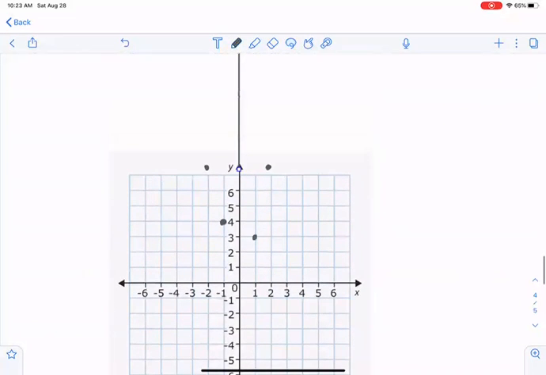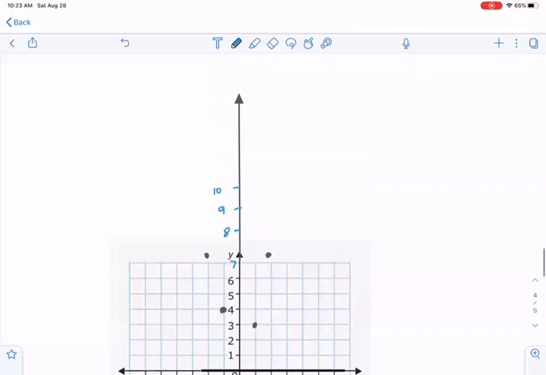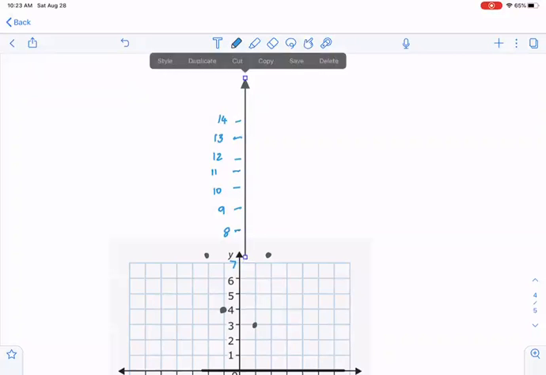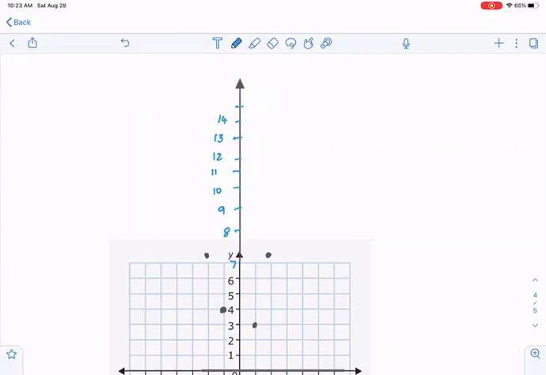I just want to extend it so we'll know what we're doing. So 7, 8, 9, 10, 11, 12, 13, 14. And 15.